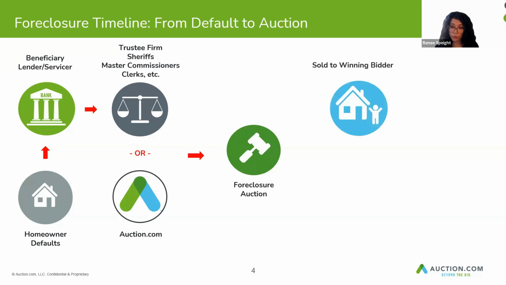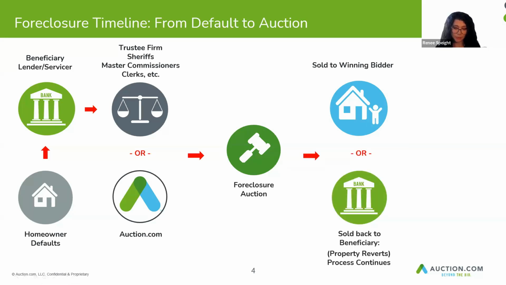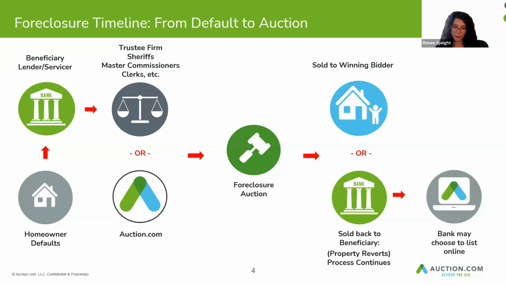Now, if the property is sold to a winning bidder, hooray, the deed is executed and transferred to the new buyer. But if there's no winning bid, the property may revert back to the lender, also known as the beneficiary. And in this case, the process continues. Once the property reverts back to the lender, the bank may choose to list the property for sale online, often with Auction.com. If you are interested in learning more about the bank-owned REO online auction process, I have good news. We have a pre-recorded webinar that we can make available to you. It will be linked in an email you'll receive later today.